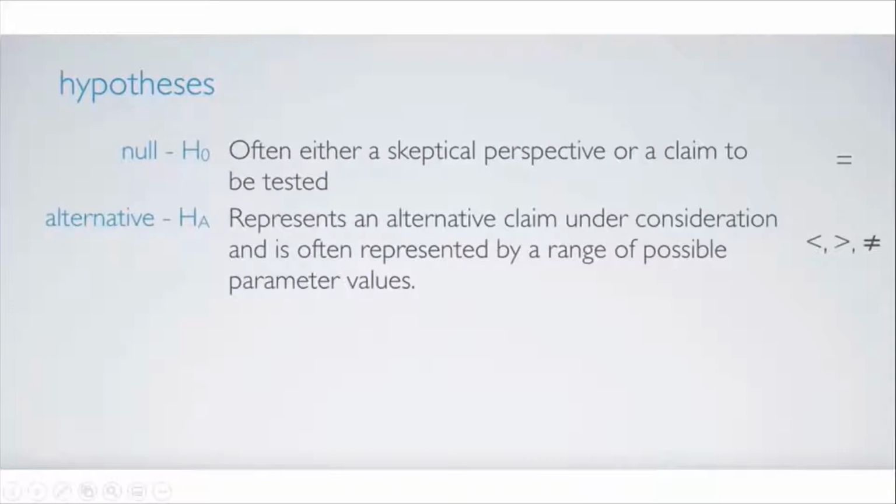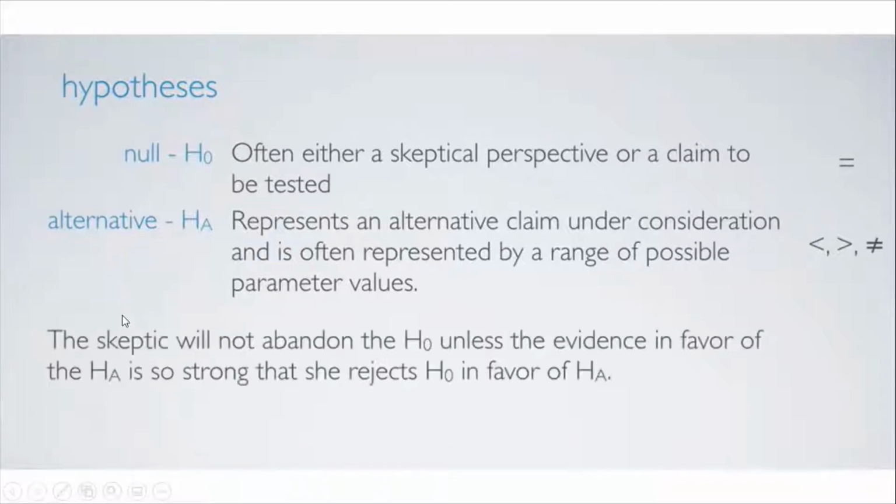Symbolically, the null hypothesis is basically equal, and the alternative hypothesis can be either less than or more than, or it can be just not equal to. The skeptic will not abandon the null hypothesis unless the evidence in favor of the alternative hypothesis is so strong that she rejects the null hypothesis in favor of the alternative hypothesis.